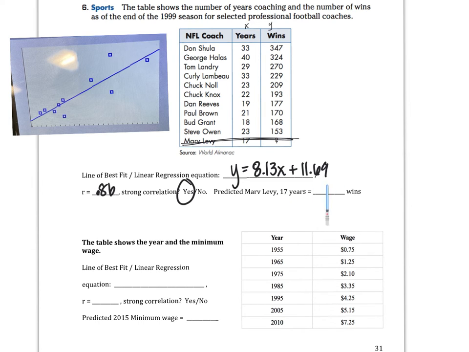Yeah. Marv Levy. Coached 17 years. Can we predict how many wins he'd have? 17 years, 17 was our X. So, that's a good question. Can you guys go type that in? What is 8.13 times 17 plus 11.69? 151. Okay, I'm gonna show you guys a trick how to do that on your calculator.